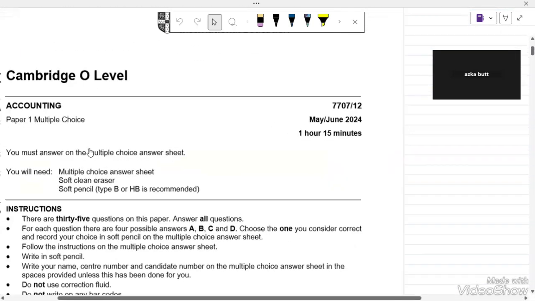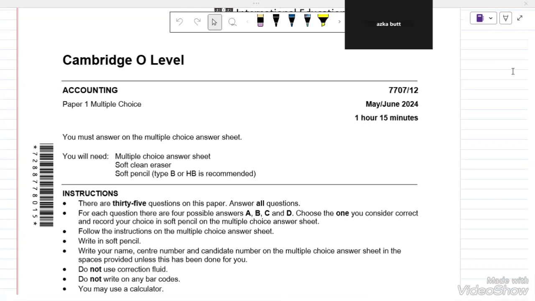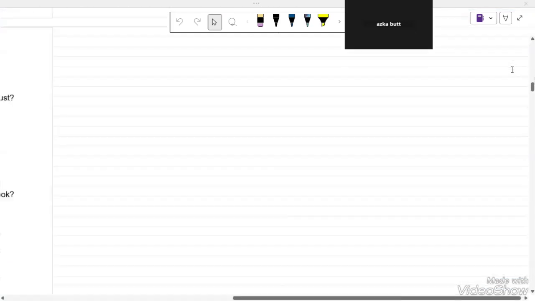And today I'm going to solve this paper. This is paper 1 for O levels and IGCSE accounting. Paper 1 variant 2, and this is the latest paper, May June 2024. Okay, so today we are going to solve this paper. So I am just going to start this paper from the very end of this paper.